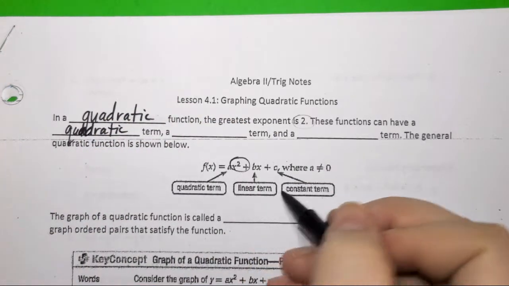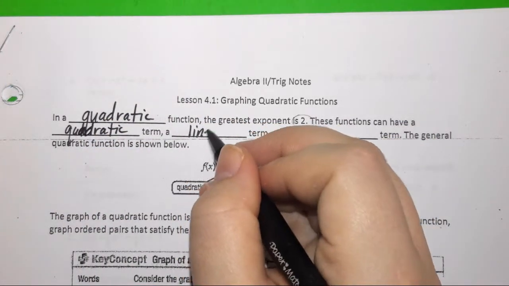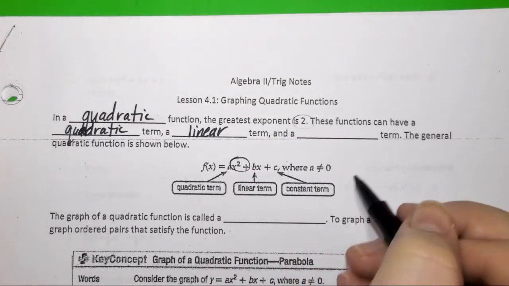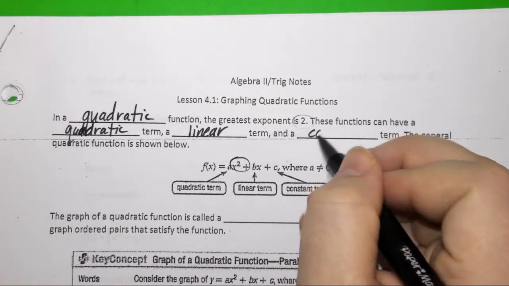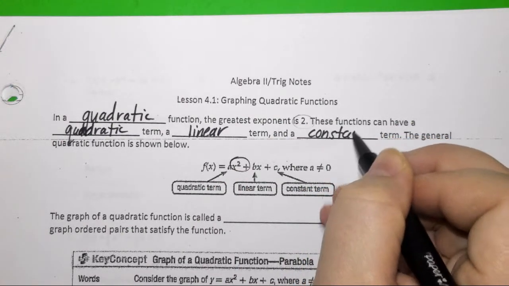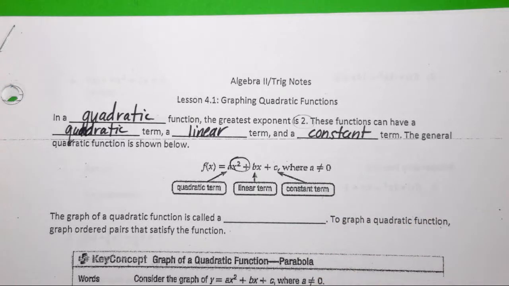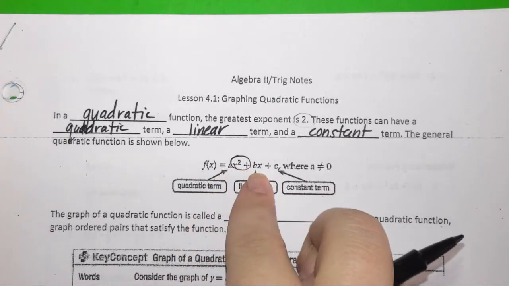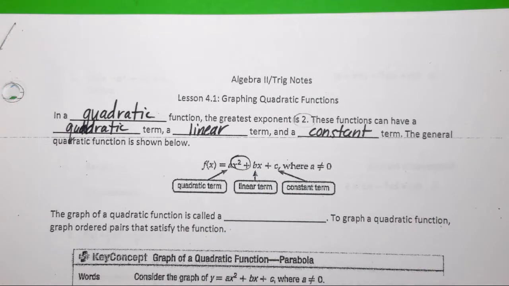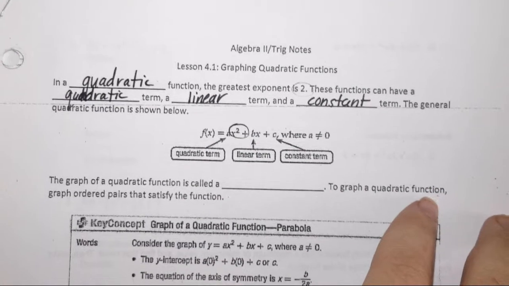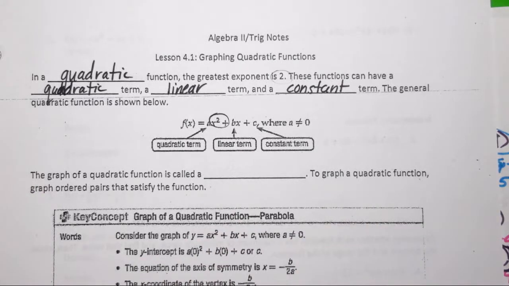The term with just an x is called the linear term. And the term with just a number, as always in life, is called a constant term. You don't have to actually know that the first is quadratic, the second is linear, the third is constant. I've never actually heard anyone ask that before. I would be surprised if that makes the next test. It shouldn't, but I don't make them, so anyway.